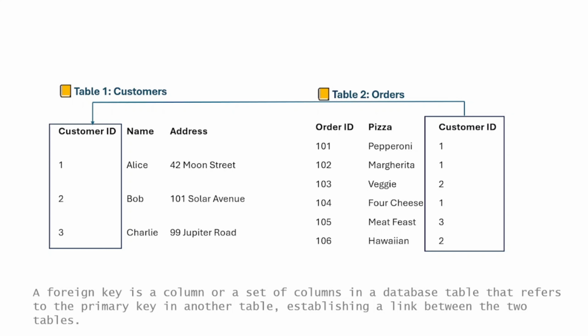Think of it like a reference number, and hence when the orders table says this order was made by customer ID 2, because of the foreign key, we are able to establish a relationship with the customer table, and it says customer ID 2 is Bob, and just like that, the database connects the dots.